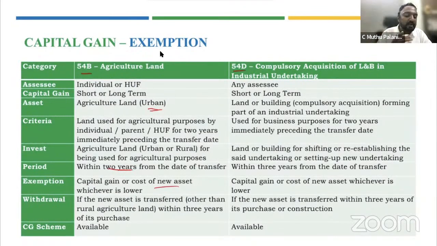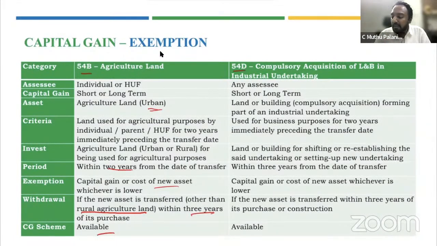My exemption will be taken away if the new asset is transferred within 3 years. If the new asset is also an urban agriculture land and it is transferred within 3 years, the withdrawal applies. The withdrawal is not applicable if the new asset is a rural agriculture land, because rural agriculture land is not at all a capital asset. So withdrawal is applicable only when the new asset purchased was an urban agriculture land. Capital gain scheme is available.